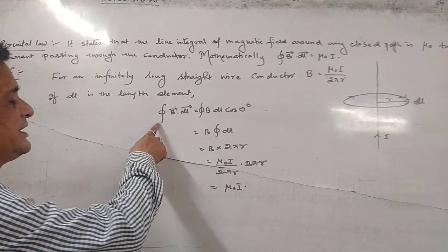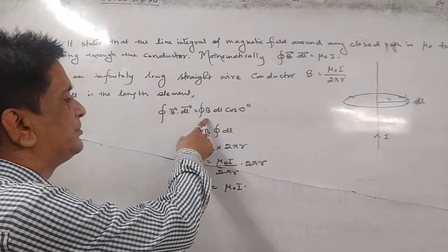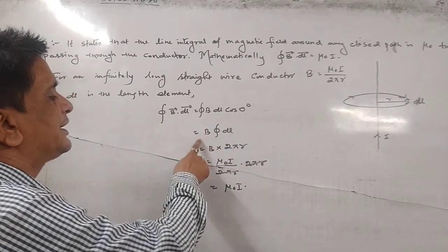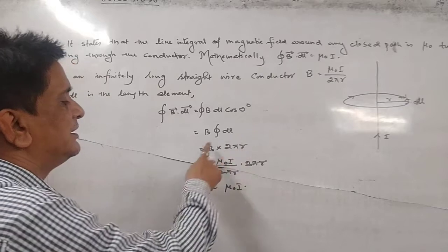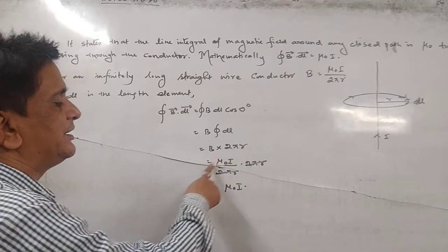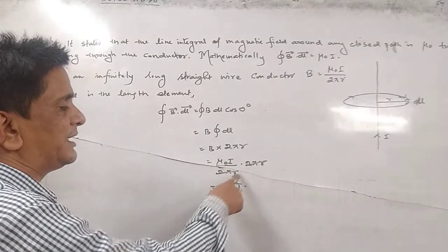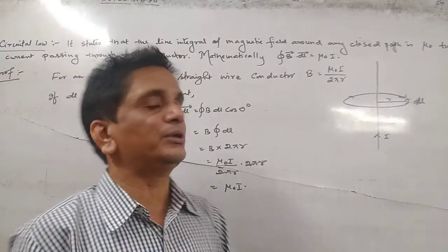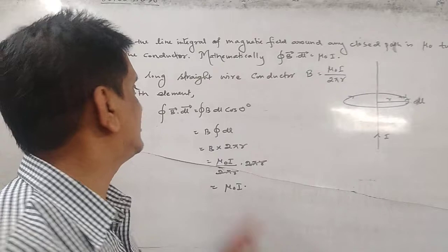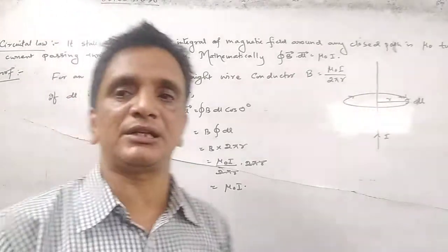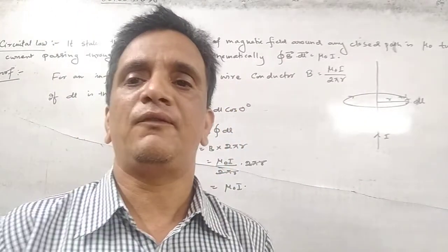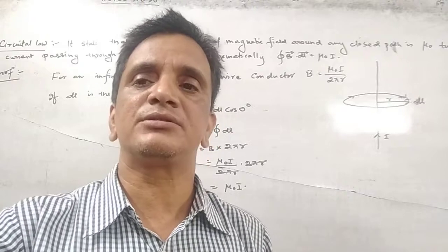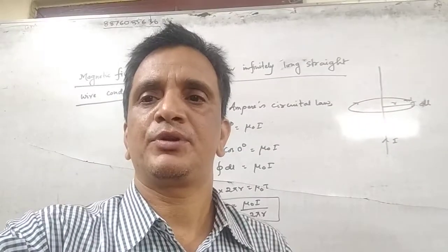Then closed integral of B vector dot dl vector equals B dl cos 0 degree, equals B closed integral of dl, equals B into 2 pi r, equals mu naught I divided by 2 pi r into 2 pi r. What will we get? Mu naught I. So that is about Ampere circuital law. Now we are going to find out the applications of this Ampere circuital law.